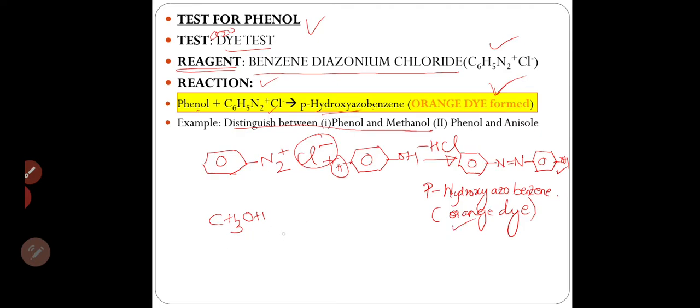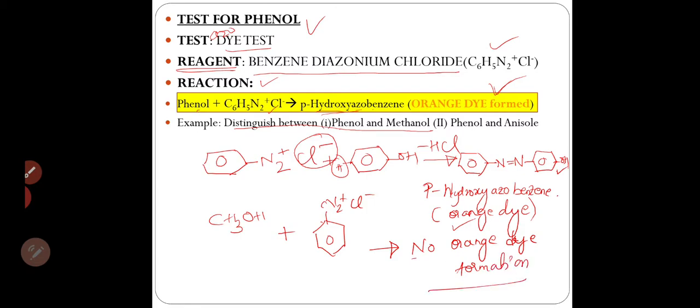Now when methanol is reacted with your benzene diazonium salt, N2+ Cl-, what happens is there is no orange dye formation. So this is how you have to write. In the first, phenol will give an orange dye, whereas methanol will not give any orange dye. This is how you have to distinguish.